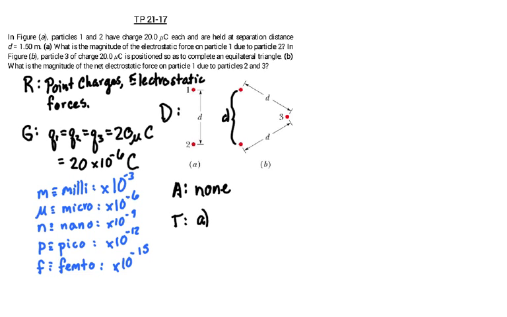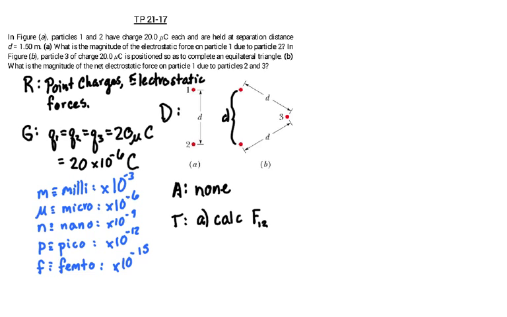For part A, we need to calculate the force on particle 1 because of particle 2. I think I've said it a million times, but use your subscripts. They tell a story, and the way I like to form my subscripts using the electrostatic force is you have the particle in question, particle 1, the force on particle 1, due to particle 2. That's the exact same way it reads in the problem. What is the magnitude of the electrostatic force on particle 1 due to particle 2?